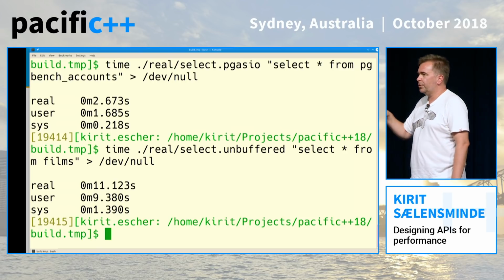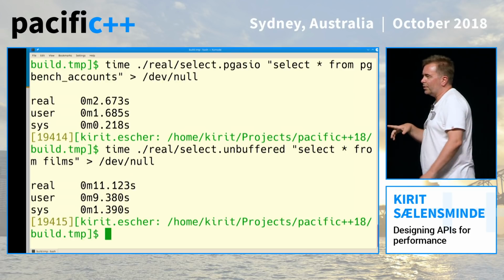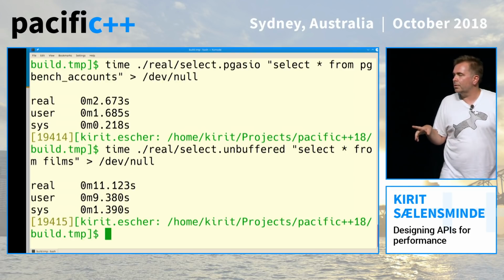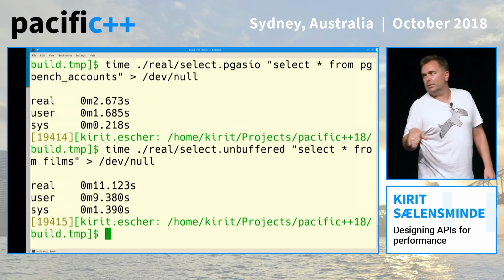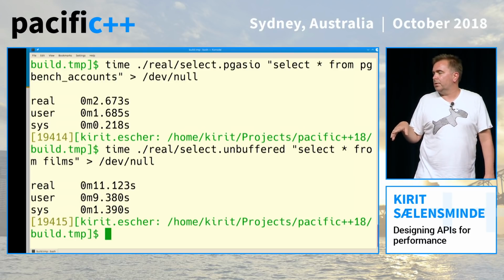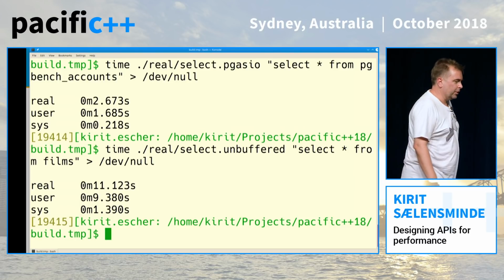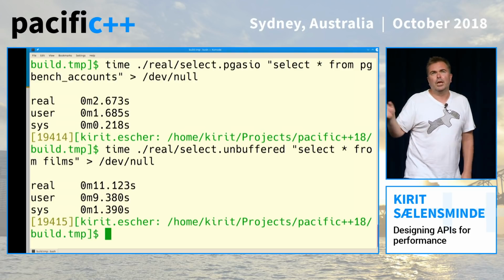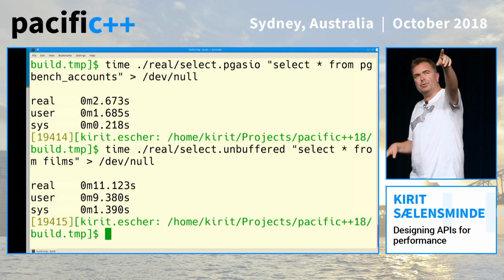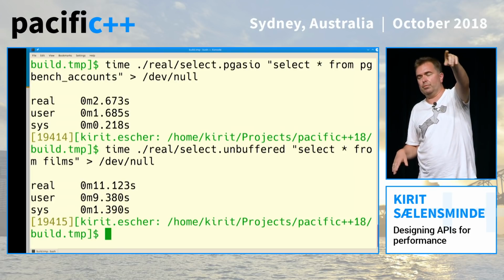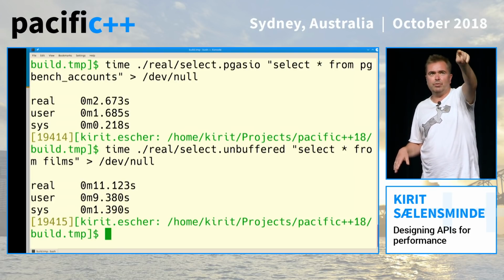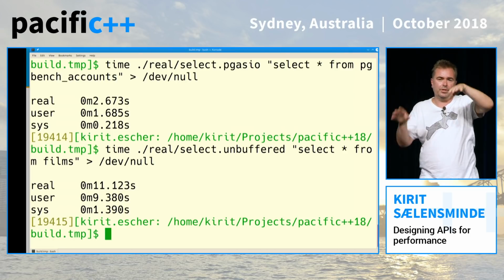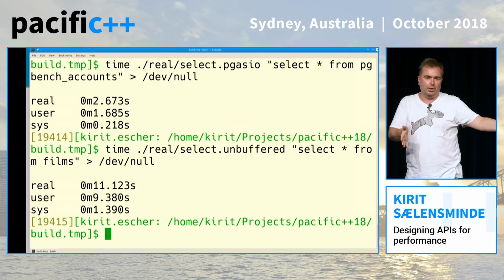So the question was, which one is doing work for the next? If the PG-Asio version, after it has read all it can read, is actually starting to do work. So the question is whether the PG-Asio version is doing work. You'll see there's a difference here between the real and the user timing with the unbuffered. This is the libpq version.